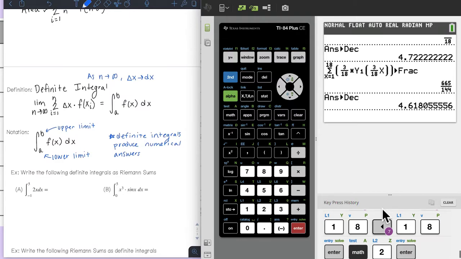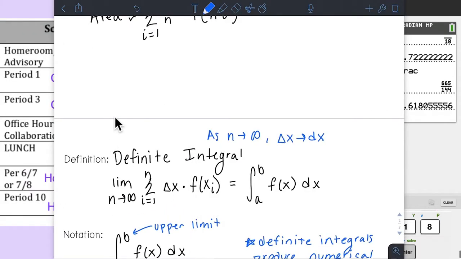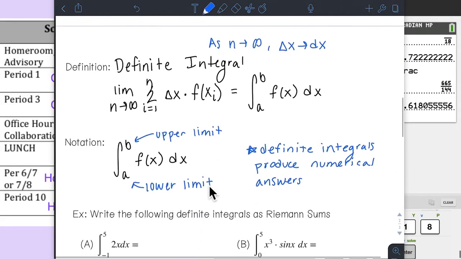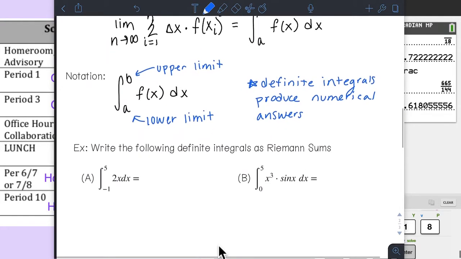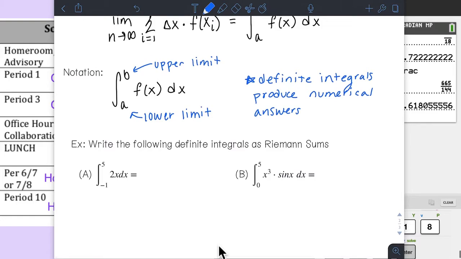So for our first example here, we are going to write the following definite integral as a Riemann sum. I'm going to just rotate my iPad here to make this a little bigger. Okay, we want to write these definite integrals as Riemann sums, and if you're taking the BC Calculus exam, this is great practice because these do pop up every once in a while in multiple choice questions. You want to be able to recognize the definition of this.